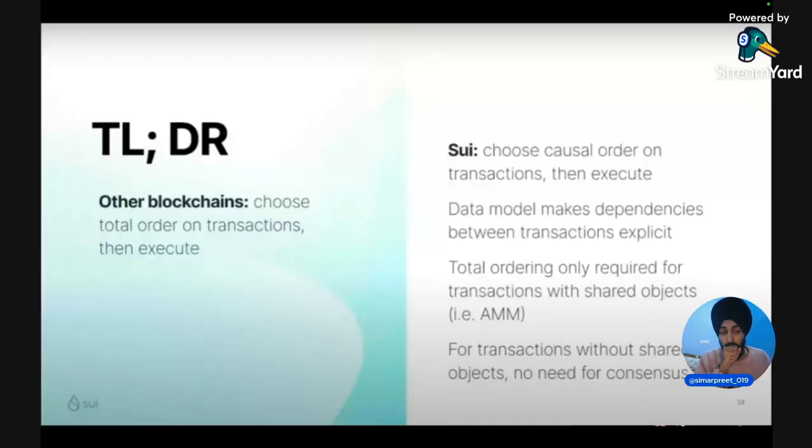So, TLDR: other blockchains choose a total order on transactions and then execute, while Sui chooses a causal order on transactions and then executes. The data model makes dependencies between transactions explicit, and total ordering is only required for transactions with shared objects, for example in the case of AMMs. For transactions without shared objects, no consensus is required.